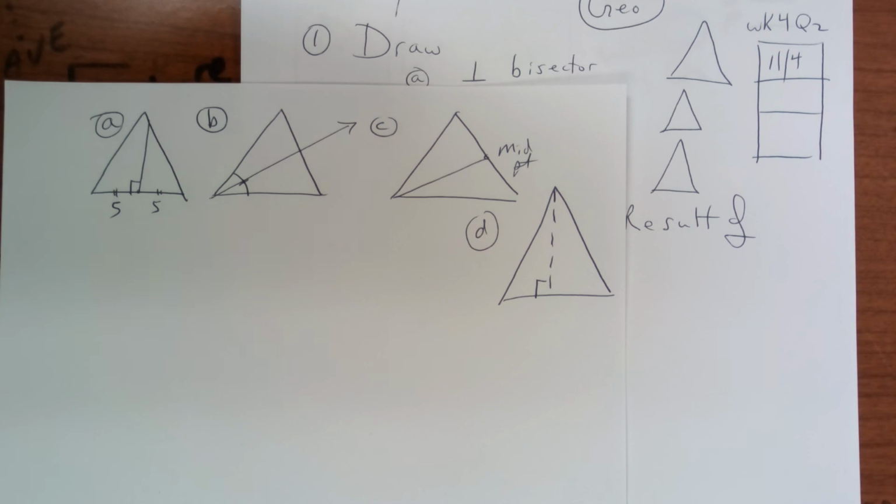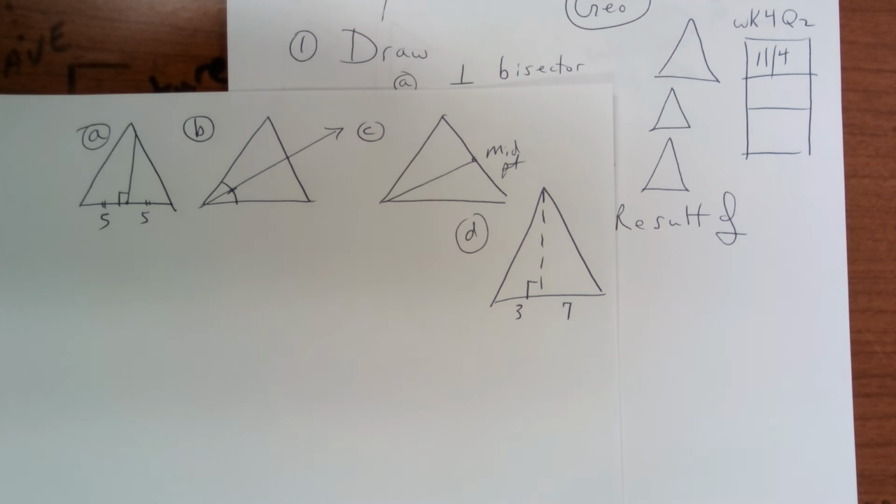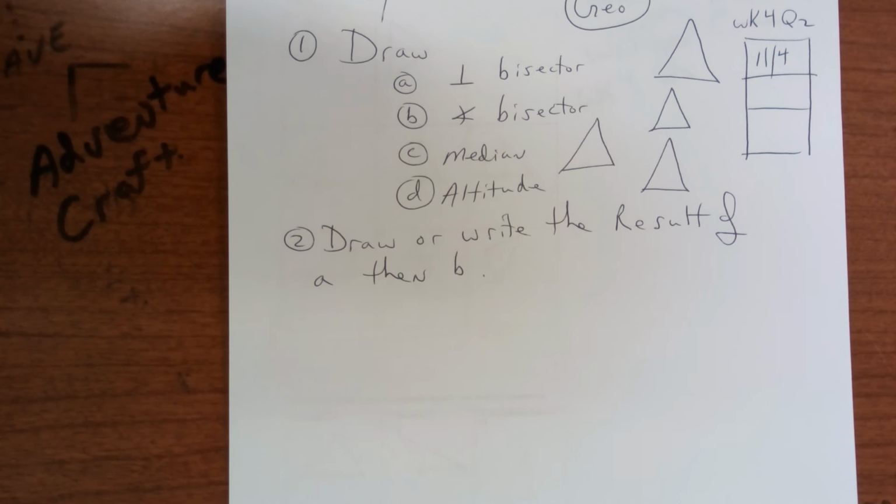It's not a bisector. So this could be like 3 and this could be 7. It's not a perpendicular bisector. It could be if it's an isosceles triangle. Well, let's keep moving. It says draw or write the results of A and B.